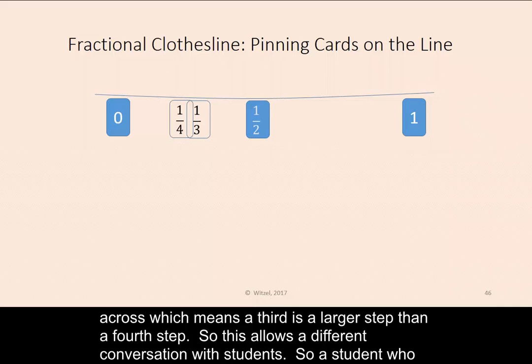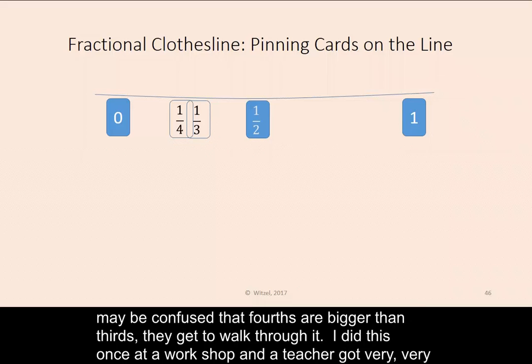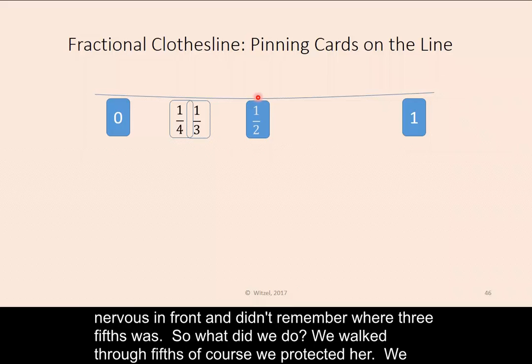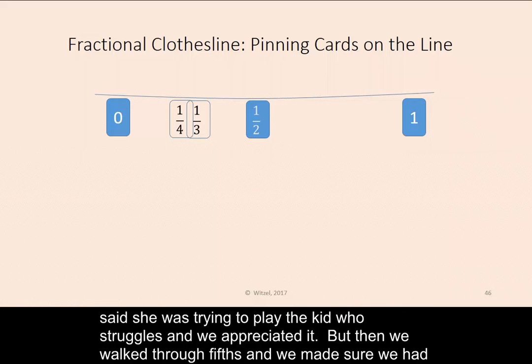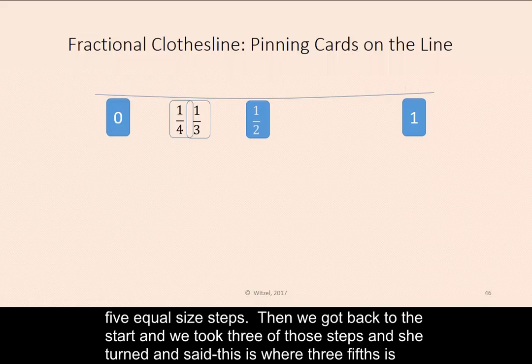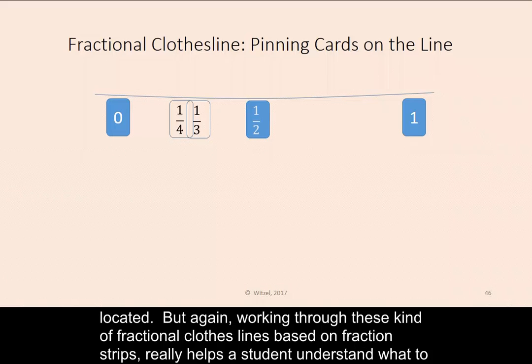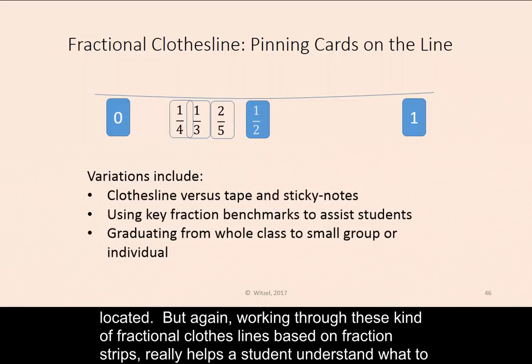So a student who may be confused that 4ths are bigger than thirds, they get to walk through it. I did this once at a workshop, and a teacher got very, very nervous in front and didn't remember where 3/5 was. So what did we do? We walked through fifths. Of course, we protected her. We said that she was trying to play the kid who struggles, and we appreciated it. But then we walked through fifths, and we made sure we had 5 equal-sized steps. Then we got back to the start, and we took 3 of those steps. Then she turned and said, this is where 3/5 is located. But again, working through these fractional clotheslines based on fraction strips really helps a student understand what to do with a fraction on a number line, because we need that number line concept to be understood.